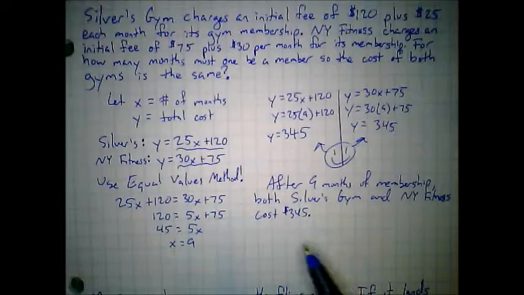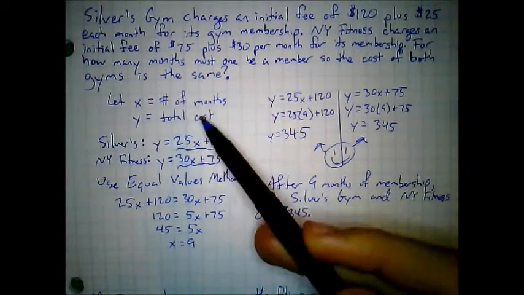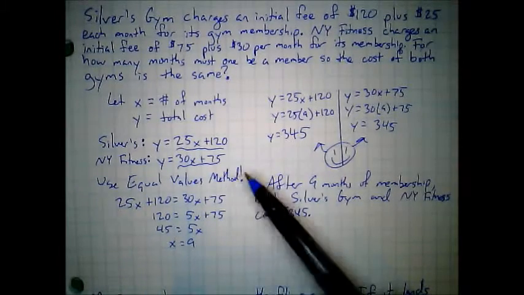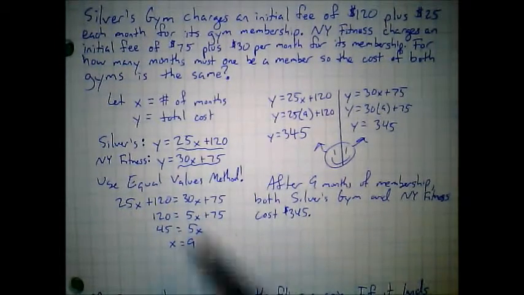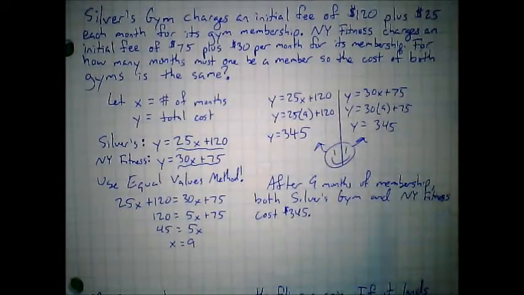Again, this is a review problem back from chapter 4, but as we see, it's still a system of equations. We still had to define our variables. We still had to remember how we solved this system of equations. We still had to find after how many months both costs will be the same.